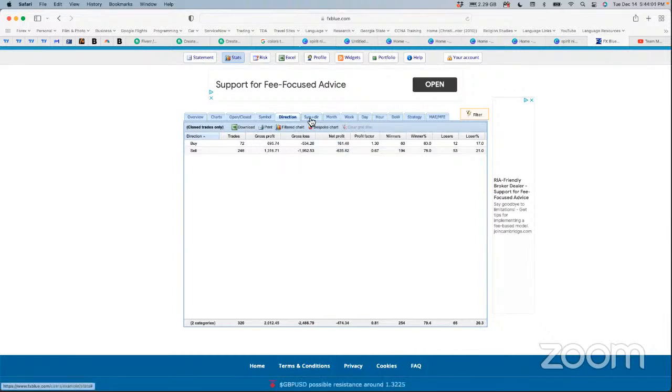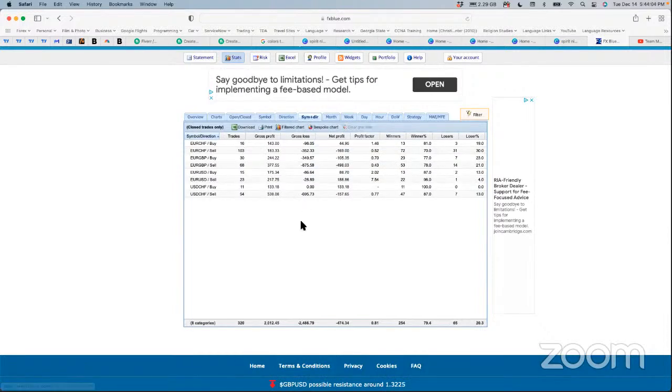So now we can go into the symbol direction, right? Buy and sells on Euro CHF. He's buying better on CHF. He's buying better. He's losing. Again, grade my sell setups better, right?